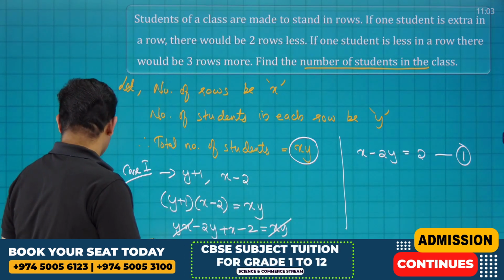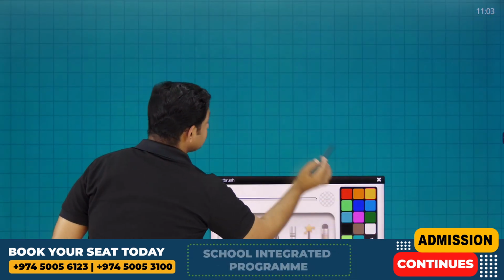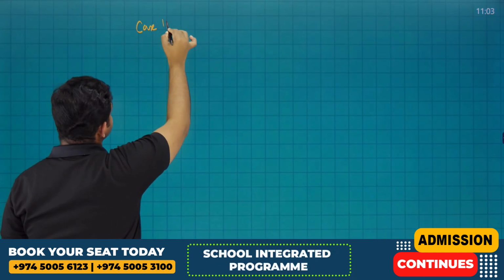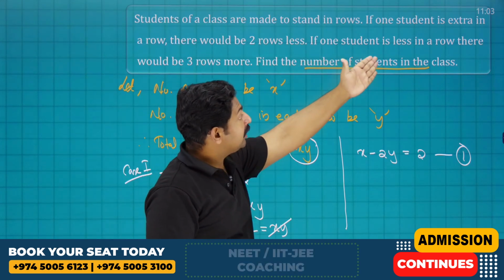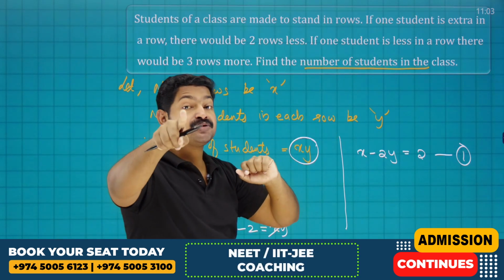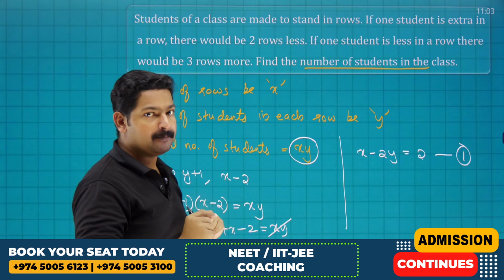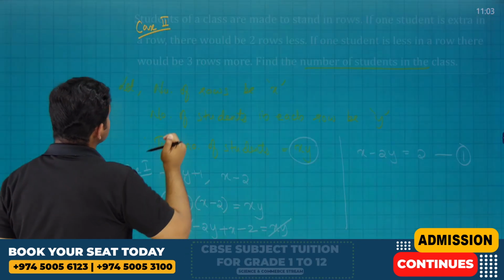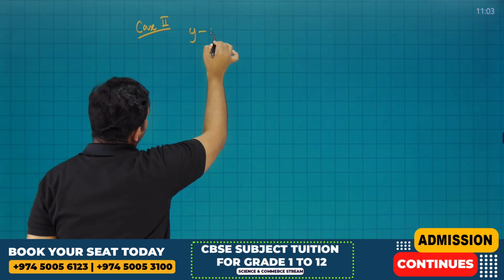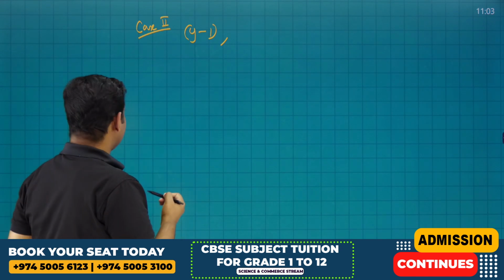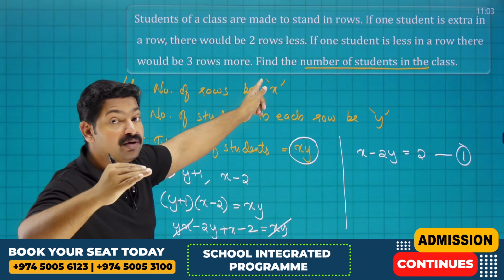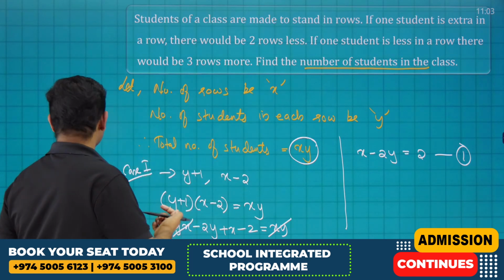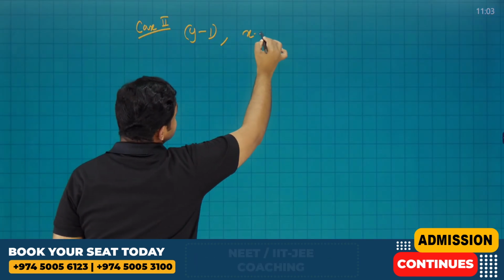Now one more case is given, the case 2. What is the case 2 given? If one student is less in a row, the number of students in a row becomes less by 1. So one student less means the number will be y minus 1. And at that time, there would be 3 rows more. The number of rows will be more, so it will be x plus 3.